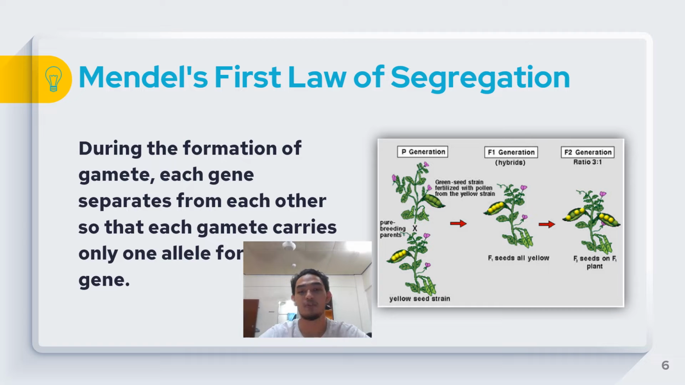Here it follows the ratio 3 to 1, where 3 are the dominant allele and 1 the recessive allele. So we got 3 yellow peas and 1 green pea.